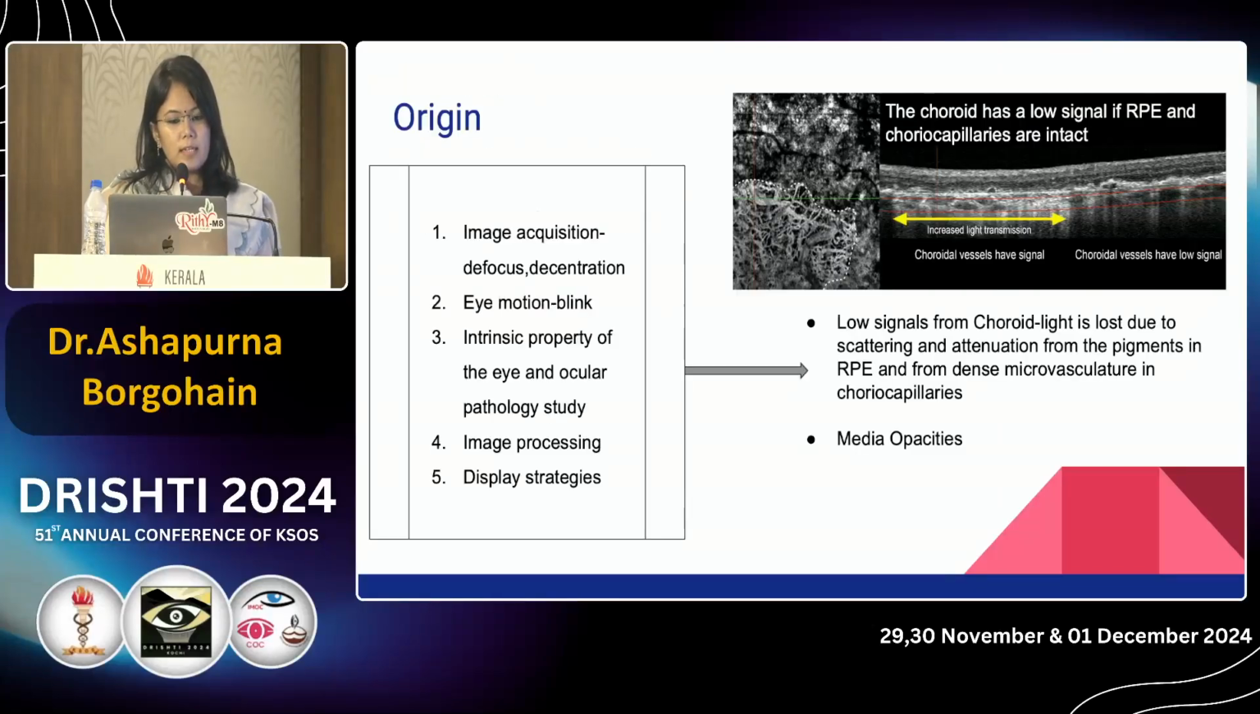So why do we see these artifacts? It can start from the very beginning, when we acquire the image itself, like defocus artifact and decentration artifacts, or due to some bulk motion like eye motion, head motion of the patient, or some intrinsic property of the eye, or image processing or display strategies.